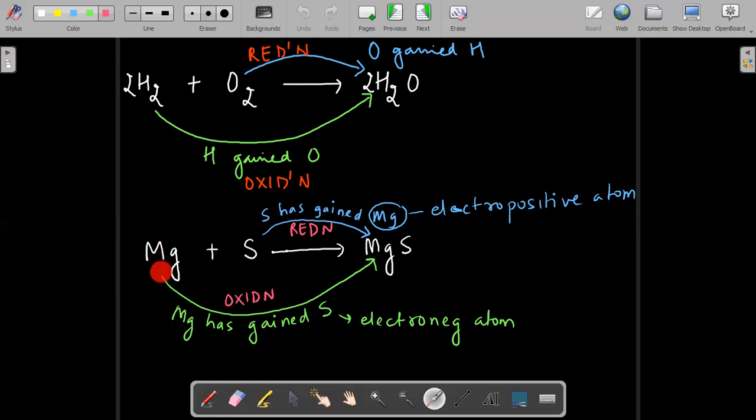Okay. So now if I compare magnesium on the left hand side to MgS on the right hand side, I can say magnesium has gained sulfur, which is an electronegative atom. So this process is oxidation. Similarly, sulfur on LHS has gained magnesium in MgS. So if you are gaining an electropositive atom, the process is reduction. So magnesium is getting oxidized to MgS, sulfur is getting reduced to MgS, that is magnesium sulfide.